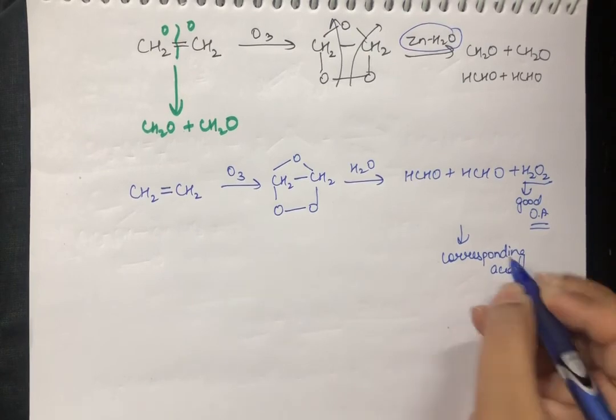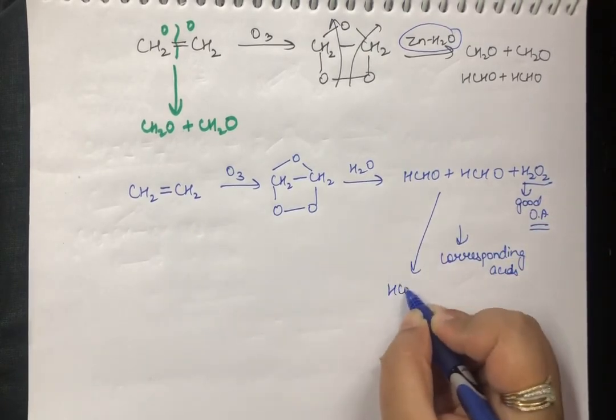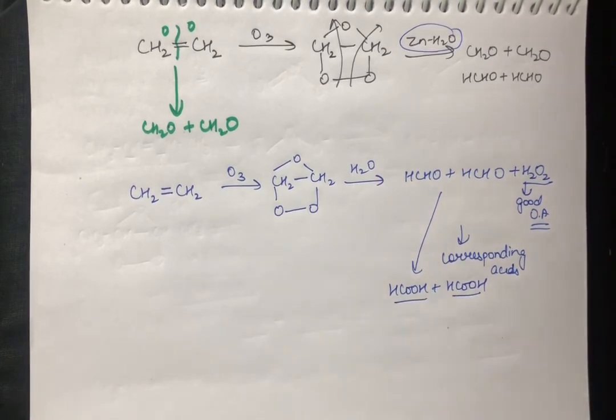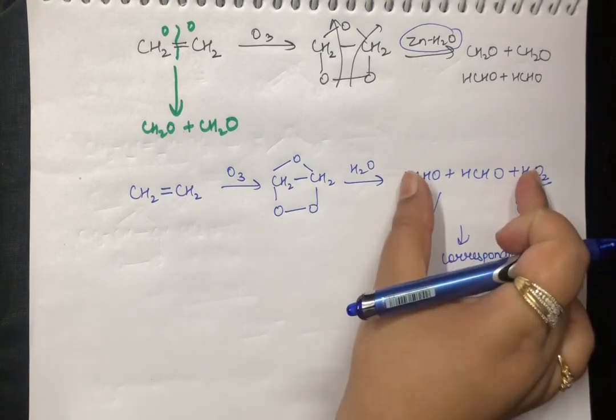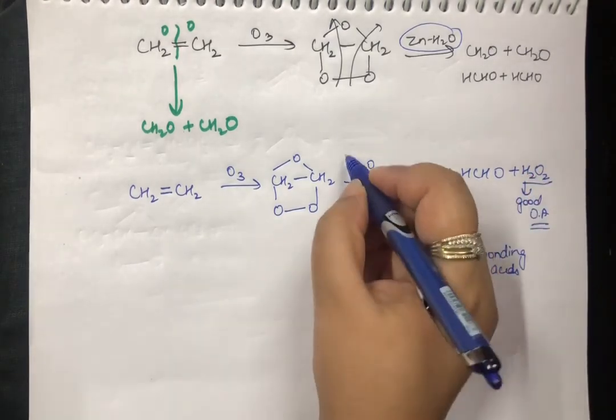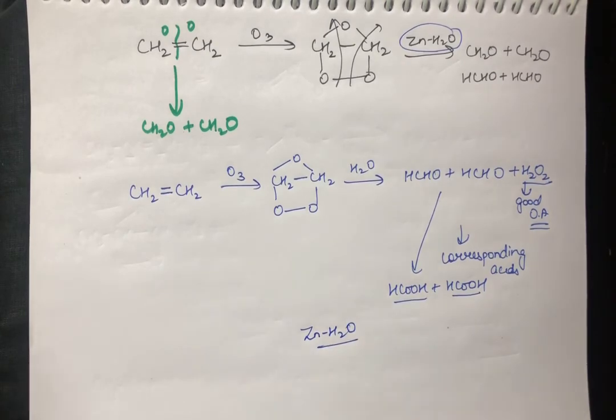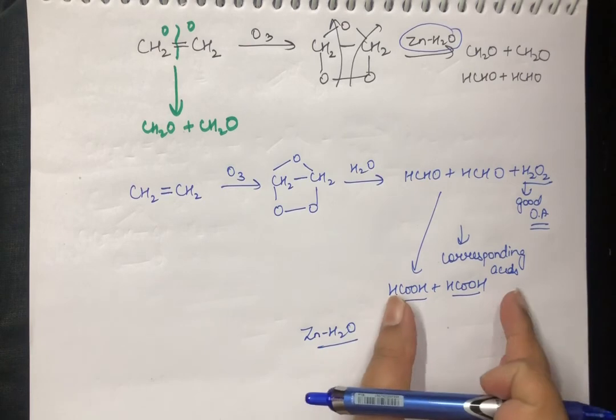That means this will give you HCOOH plus HCOOH, your methanoic acid. So if you want to stop your reaction at the aldehyde or ketone stage, you have to add zinc water. This is also an important question from your entrance point of view: what is the use of adding zinc in ozonolysis? The zinc is added so that the process can be stopped at the aldehyde or ketonic stage, and further oxidation is stopped.